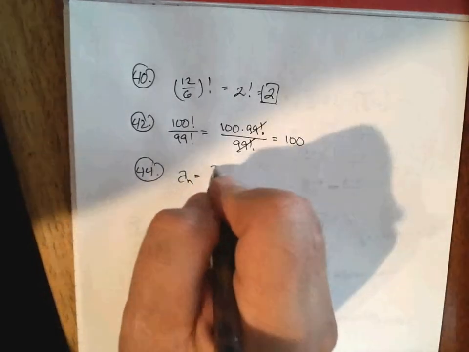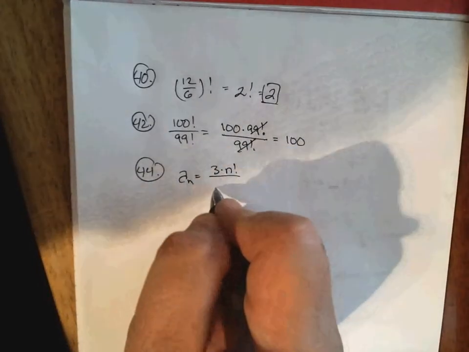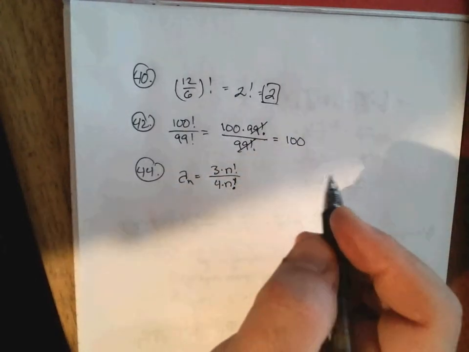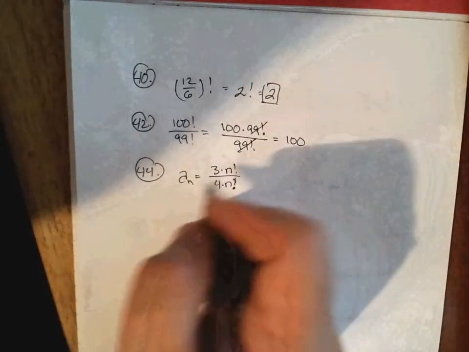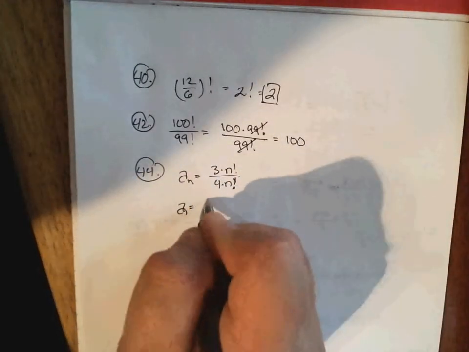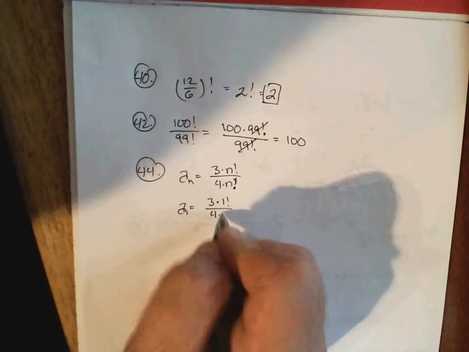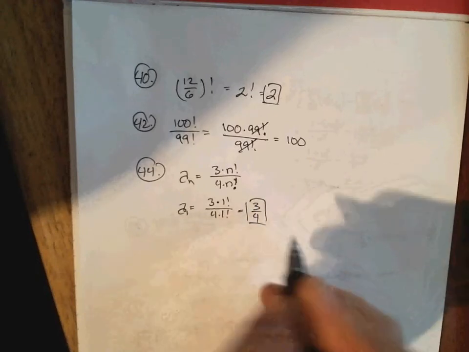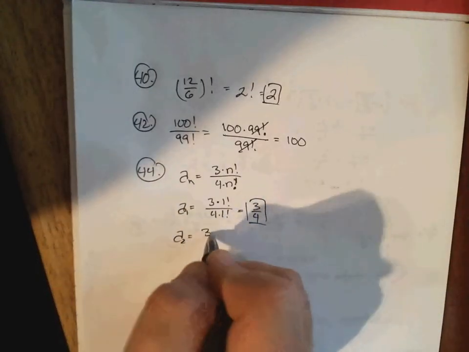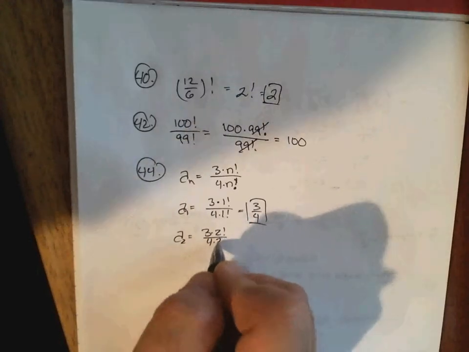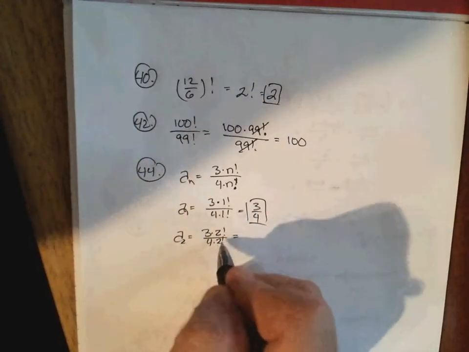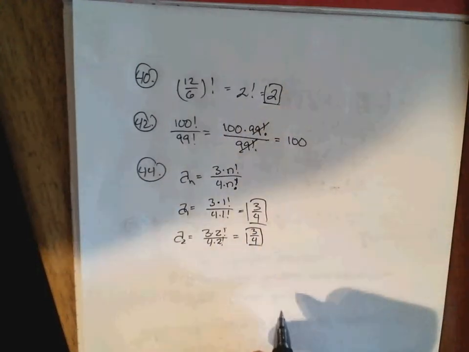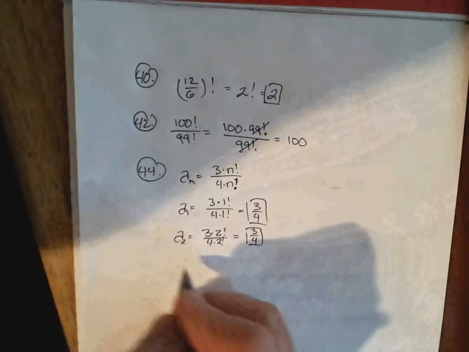In 44, we want to write the first 4 terms of the sequence, and now we're going to use factorial notation in the function. So a sub n is 3 times n factorial over 4 times n factorial. So a sub 1 is going to be 3 times 1 factorial over 4 times 1 factorial. 1 factorial is just 1, so that's 3/4, and there's the first term. A sub 2, 3 times 2 factorial over 4 times 2 factorial. 2 factorial is 2, but of course those just cancel anyways, and you're left with 3/4.